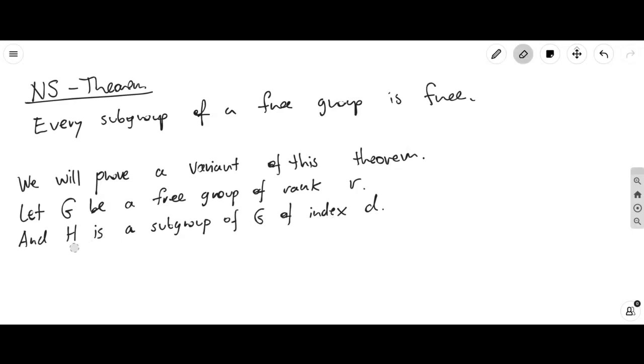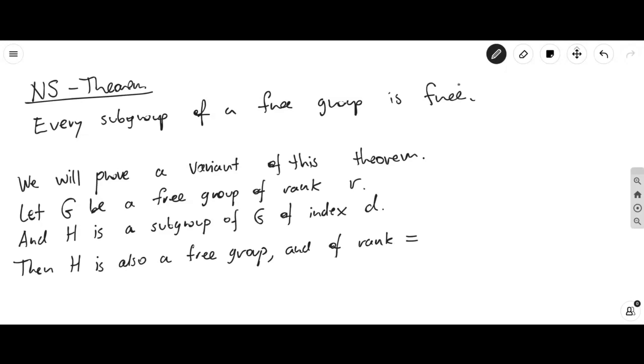Index just means how many cosets you have. I do want to warn you, it is possible that the number of cosets could be an infinite collection, and then this would be an infinite index. That is possible. The Nielsen-Schreier theorem is still going to be true, but I want to deal in the finite case. And H is a subgroup of index D. Then H is also a free group and of rank.